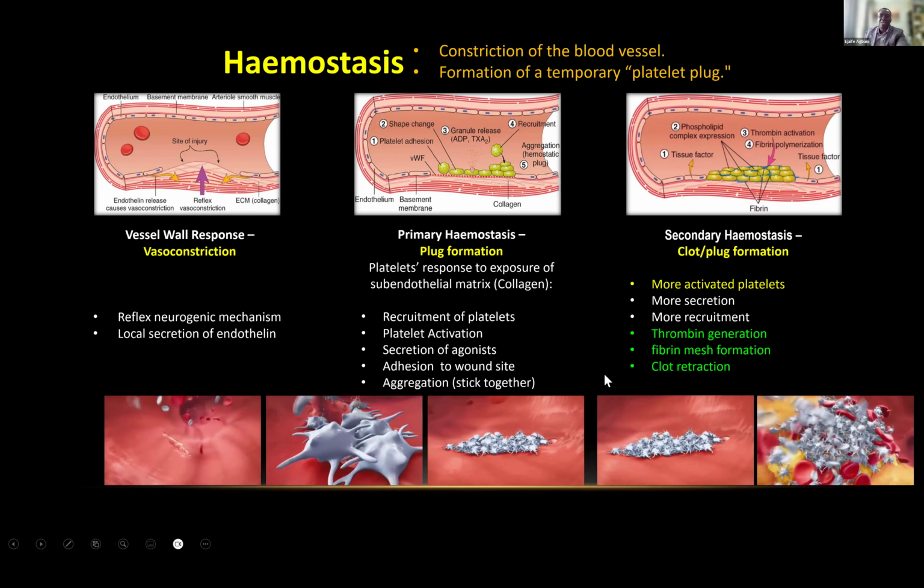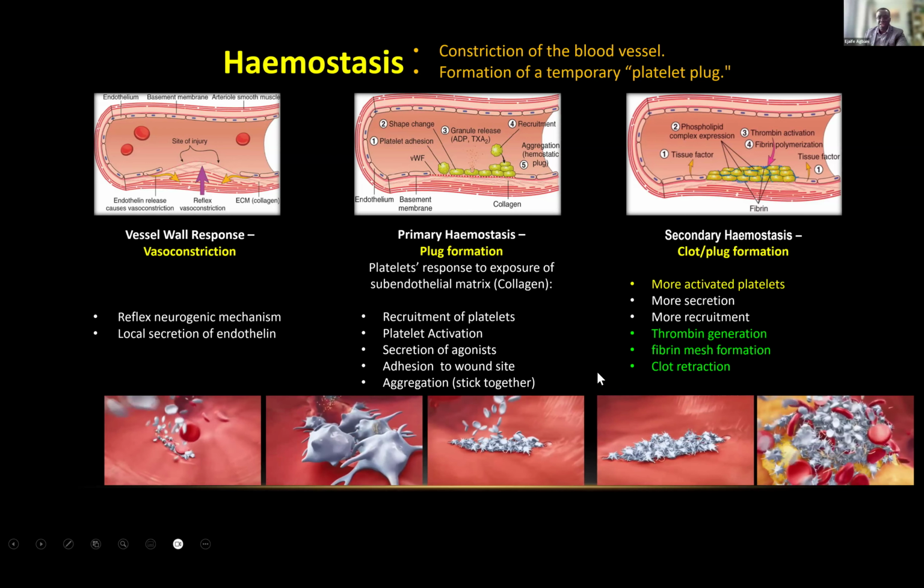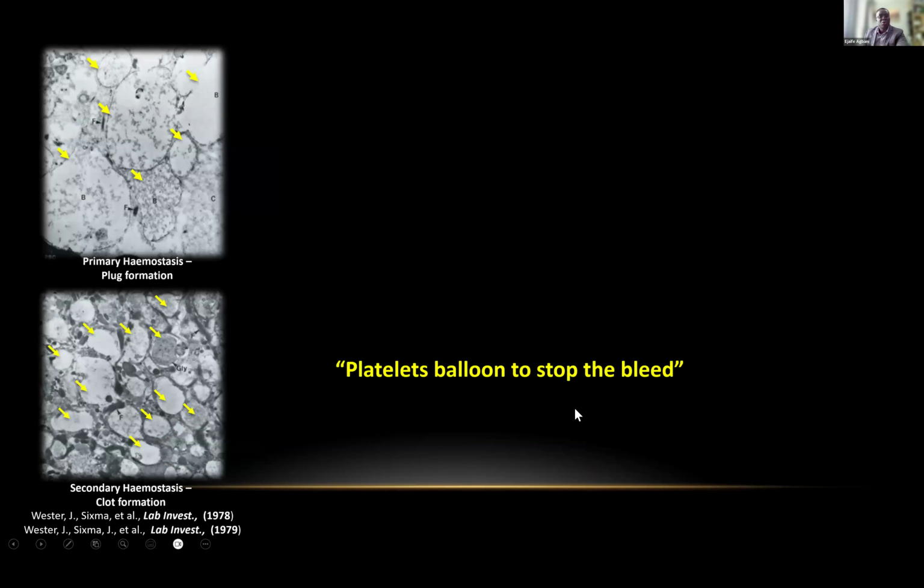Now, the platelet's role in this is actually a lot more intricate than this. We've known as far back as 1978 that platelets balloon during hemostasis in order to stop the bleed. We see this from the work of Wester, which I'm showing you here. Wester showed in 1978 that both in the primary hemostatic plug and in the secondary hemostatic plug, there is the formation of ballooned platelets. You see here, I'm trying to indicate in the yellow area ballooned platelets, as shown by Wester, and he even mentioned that there was fibrin deposition between these.